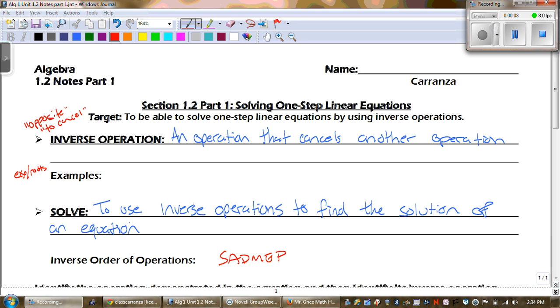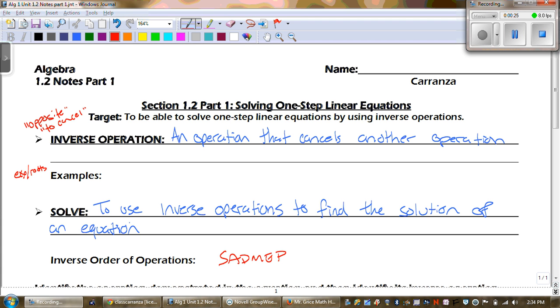Today we're talking about solving one-step linear equations. Now, as you can tell, I've already got some of the definitions written down, but please try and follow along. Our goal today is to be able to solve one-step linear equations by using inverse operations.